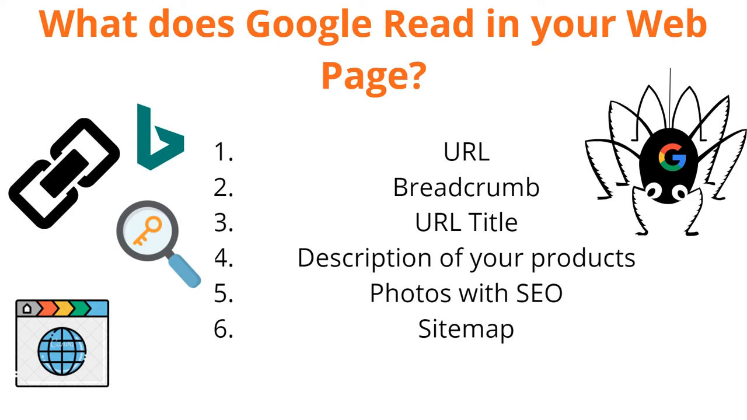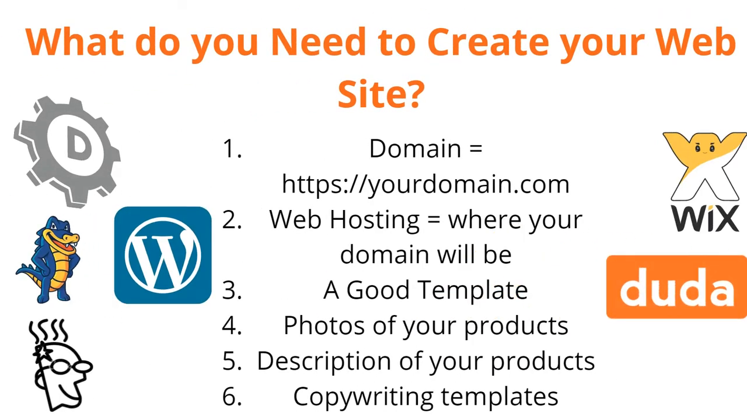And then point number 4 is the description of your product and services that you are offering with copywriting. I'm going to explain it to you in the example. And also you need photos that you have named with SEO. So I'm going to explain to you in more detail in the example. So keep here. Now, what do you need to create your website?